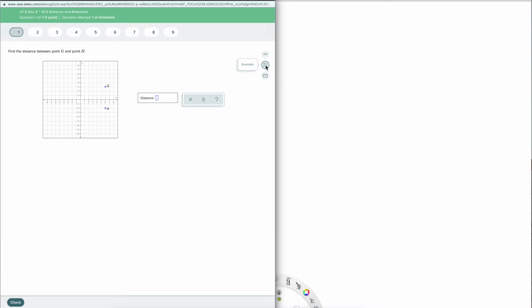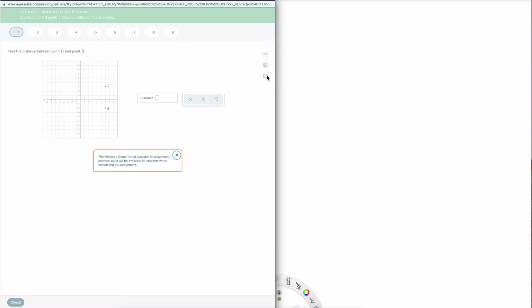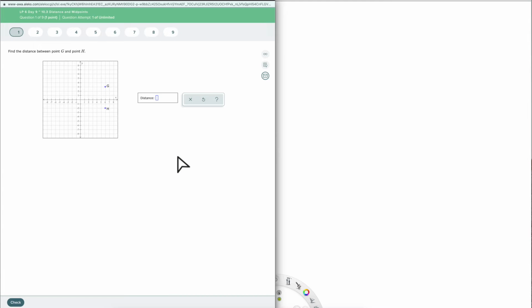You can click on this for another example if you'd like, and you can also message your teacher directly from here. It says I can't do that because I'm in the teacher preview, so it doesn't let me do that while I'm in the teacher preview, but it will let students do it. And it attaches a picture so we know where to come help you. All right, let's go ahead and take a look at this.